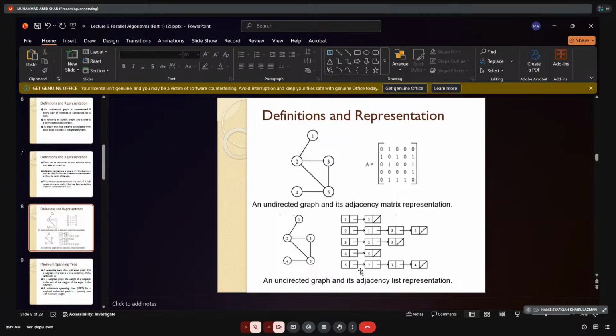In 5, 2, 3 and 4. After 4, end. Very simple. We can write the adjacency list and the adjacency matrix. This is important. Definitions are not important. Definitions are for your understanding, but this is the main thing that you should know.